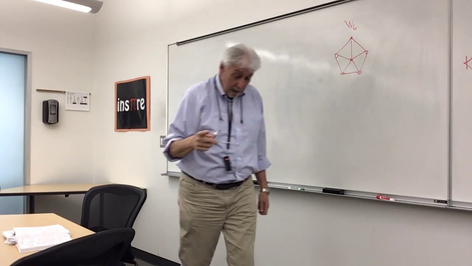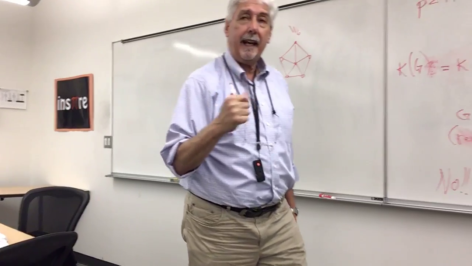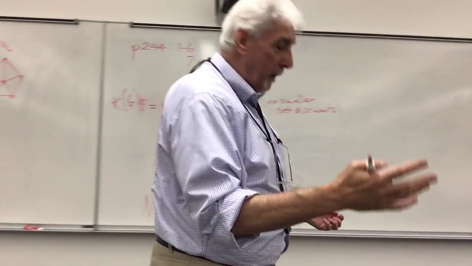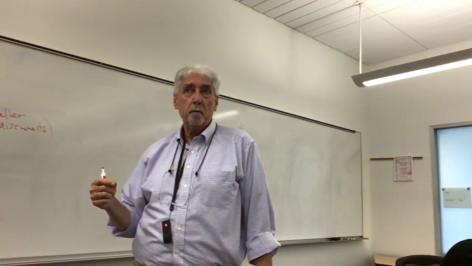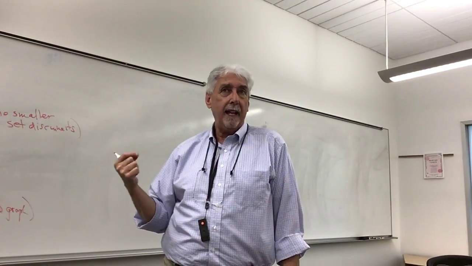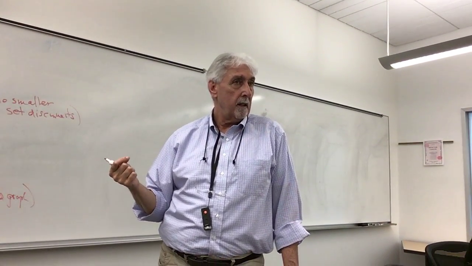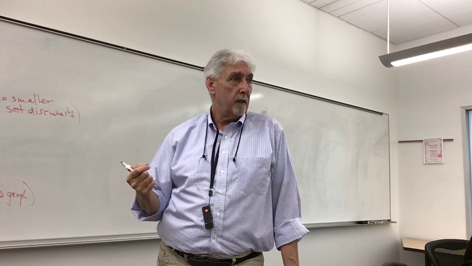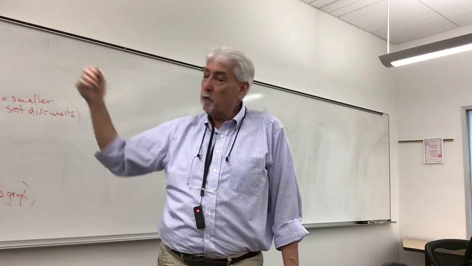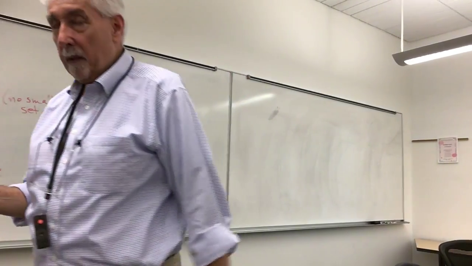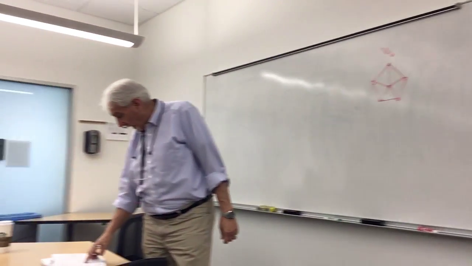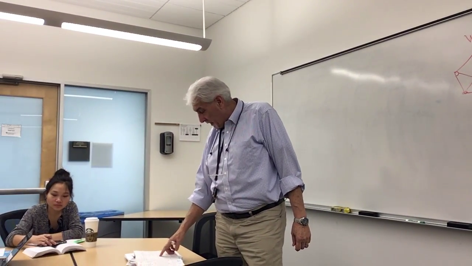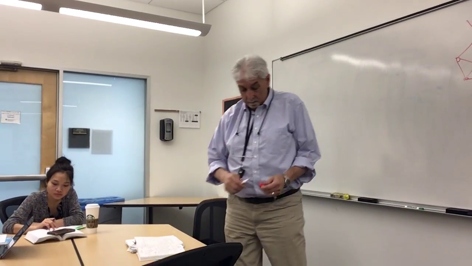It is one connected. By the way, we abbreviate one connected by saying connected. It is one connected because if I remove any one vertex, I leave a connected graph. Okay, so this is one connected. Okay, so I'm looking at these problems here on page 245. Is it right to say that G is 2 connected?